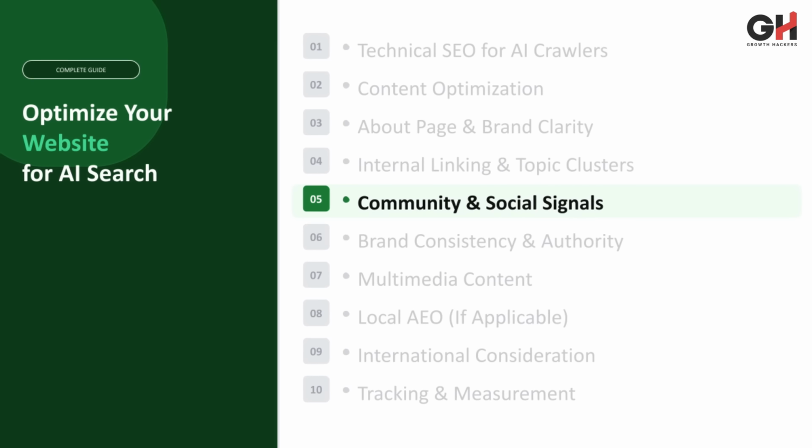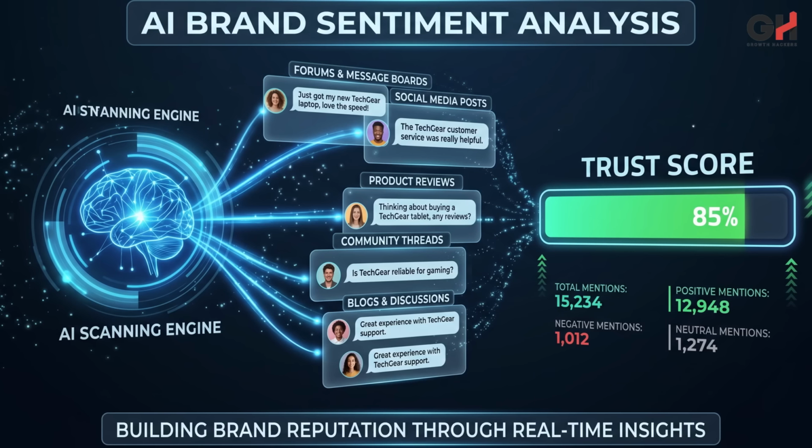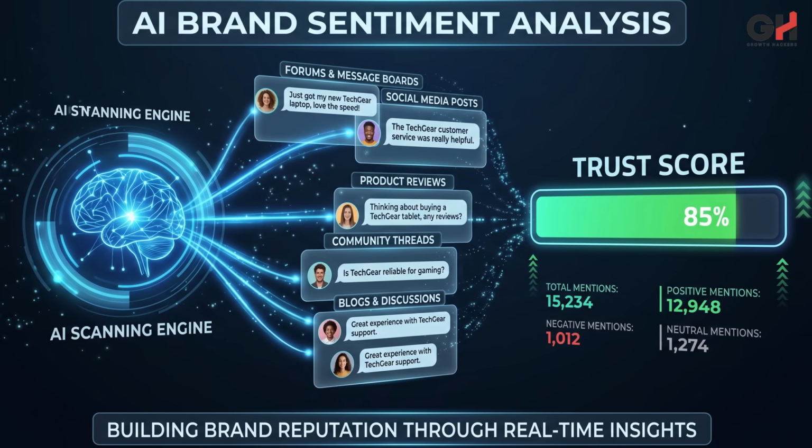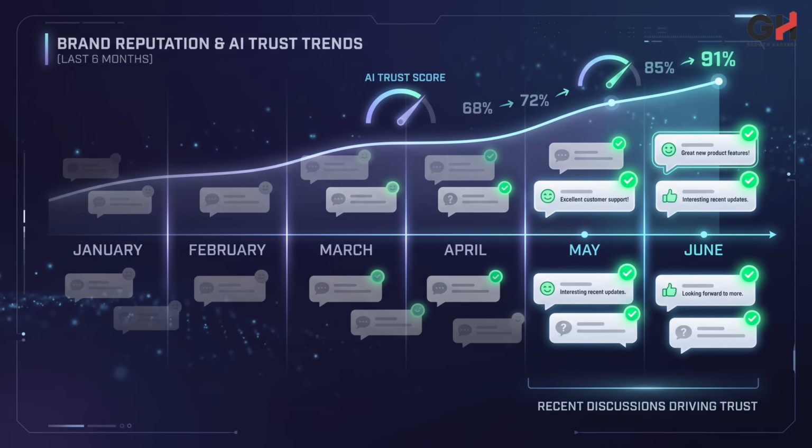Section 5: Community and social signals. Point number 1, Reddit and forum presence. AI checks if real people are discussing your brand. Test this yourself. Search site:reddit.com followed by your brand name. Goal: recent discussions within the last 6 months with positive or neutral sentiment.